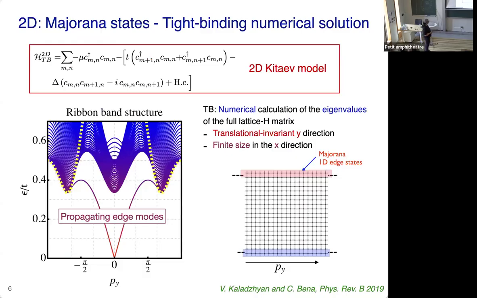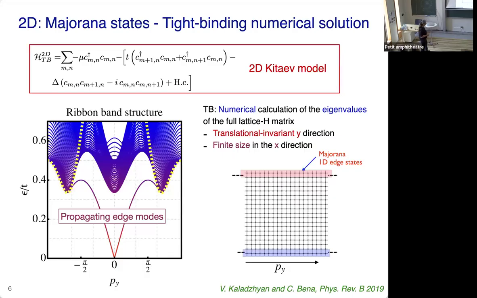So for example, in 2D, I'm going to apply exactly the same type of procedure, with a small difference: now I have another direction that is translation invariant. So now I have a free momentum, a free quantum number py along this direction, the direction of my ribbon. Along the other direction, I have finite size, so my eigenstates are quantized. I don't have a continuum because I have a finite size system. So I have quantization of the modes.